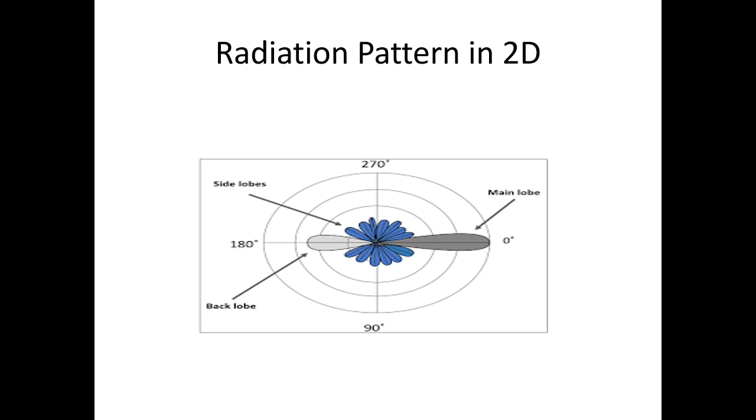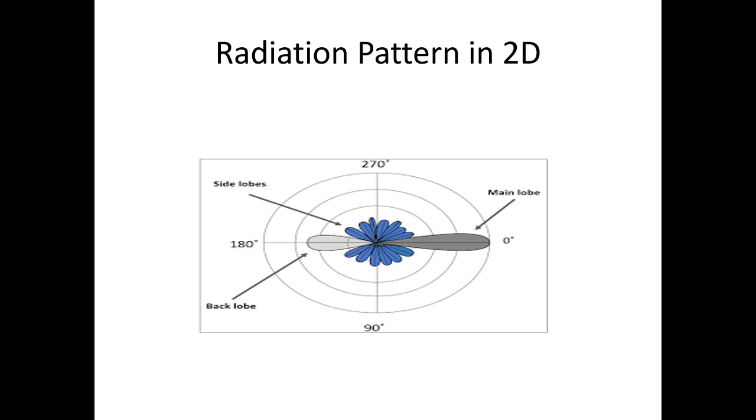So we can think of looking at the radiation pattern from the top, being plotted on the XY axis only, looking from the top in the three dimension case. So this is an example of a typical radiation pattern.